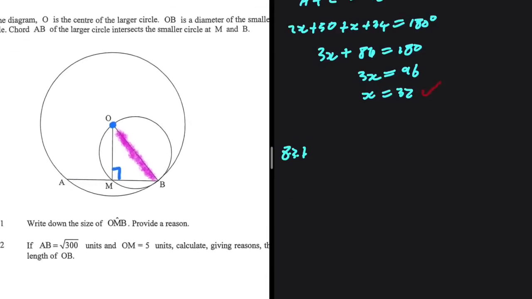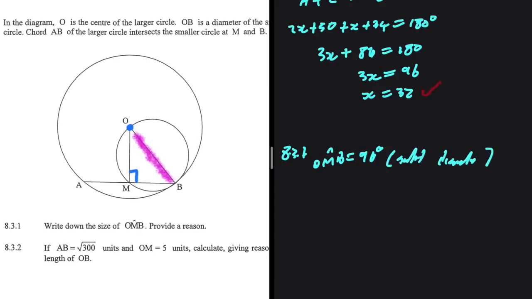8.3.1, write down the size of angle OMB. Like I've said, angle OMB is equals to 90 degrees. That is because it is subtended by a diameter, okay, at the circumference of a circle. So it should be 90 degrees.